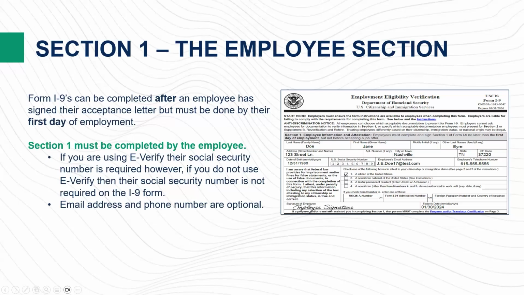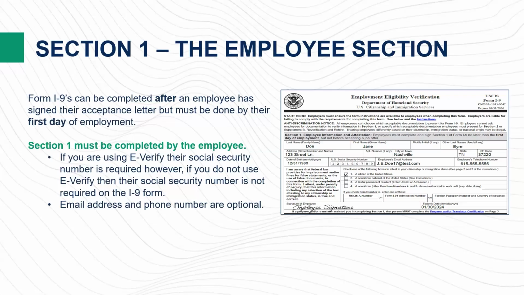That's going to be up to you. It's going to be up to the employee. Okay. And then this part, check one of the following boxes to attest their citizenship. So the employee is going to attest whether they're one, a citizen of the United States, two, a non-citizen national of the United States. This is an individual born in American Samoa or certain former citizens of the former Trust Territory of the Pacific Islands, or certain children of non-citizen nationals born abroad.